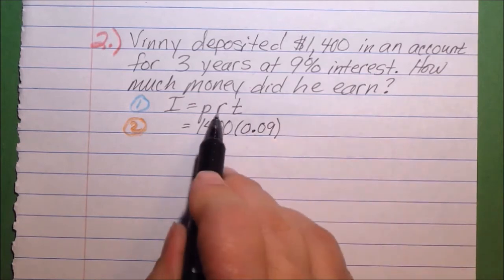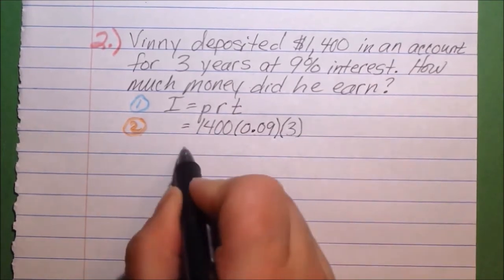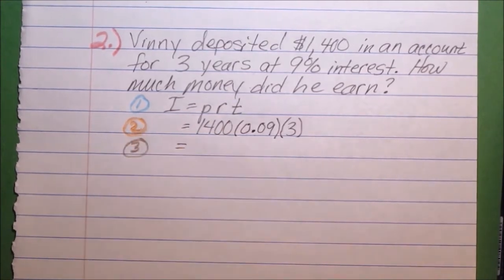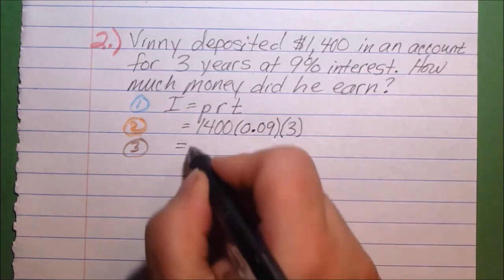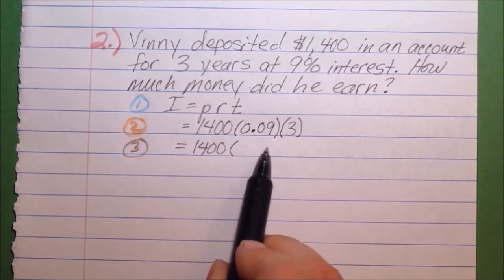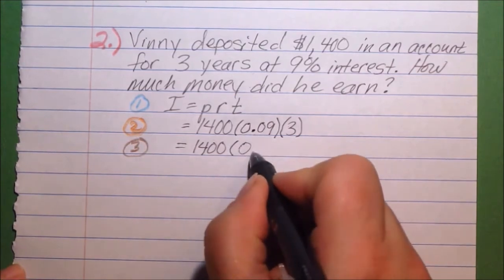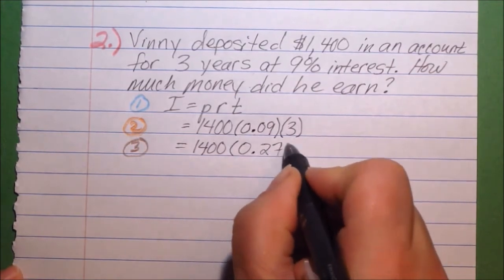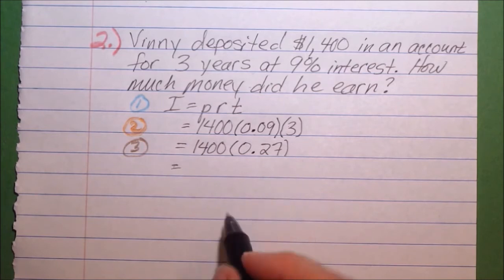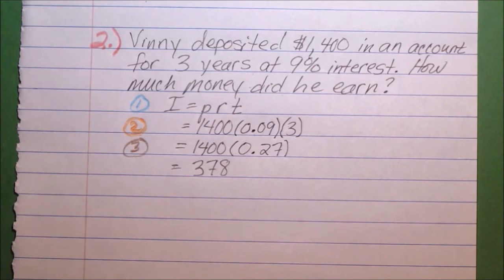All right, now multiply it by the time he left it in there. How long did he leave it in there? For 3 years. All right, so now we're down to the third step where we have to do the math. The first thing I'm going to do, I'm just going to bring down the 1400 and do the math of 0.09 times 3, 9 hundredths times 3, and that equals 27 hundredths, 0.27. Now I'm going to multiply 1400 times this decimal, and I get 378.